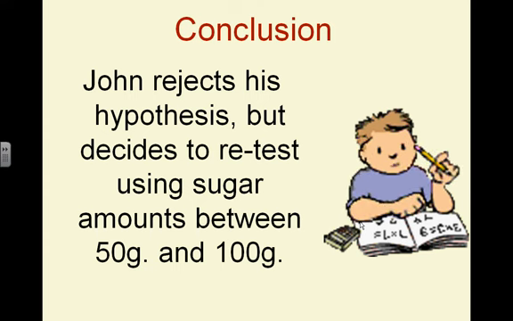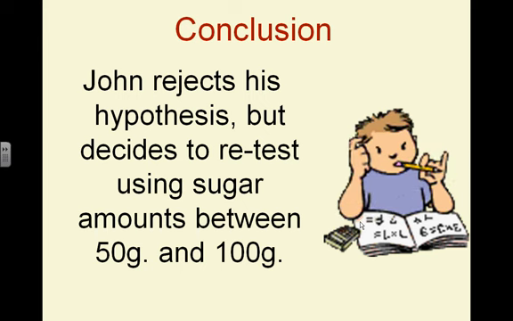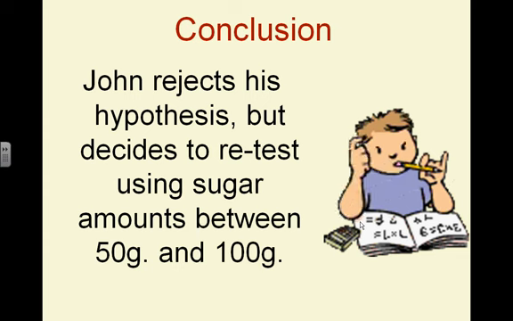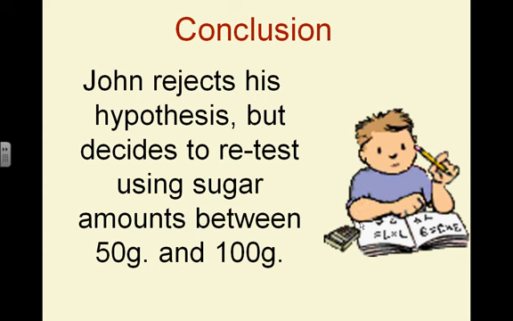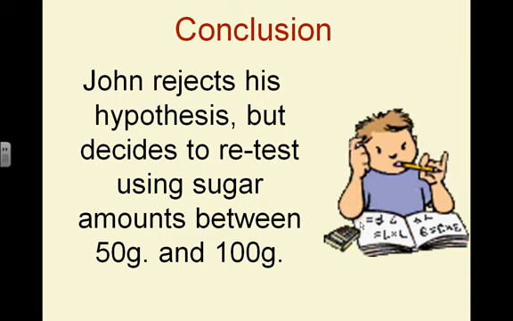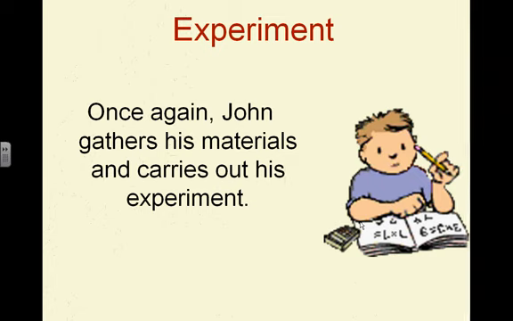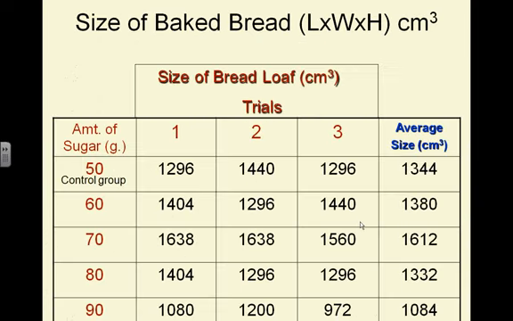But after a rejection, we have to retest. So then John decides to decrease the span or the amount of sugar and go from a range of 50 to 100 instead of 25 to 500. So let's take a look and see what he did here. So he carries out his experiments, and this is what we see.